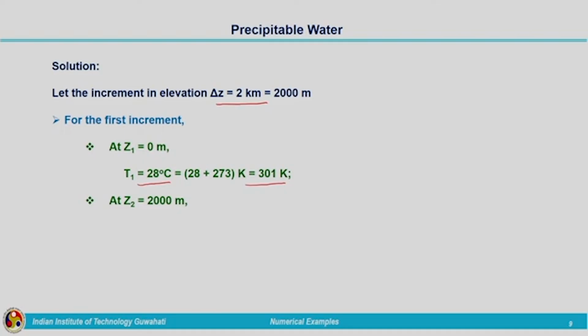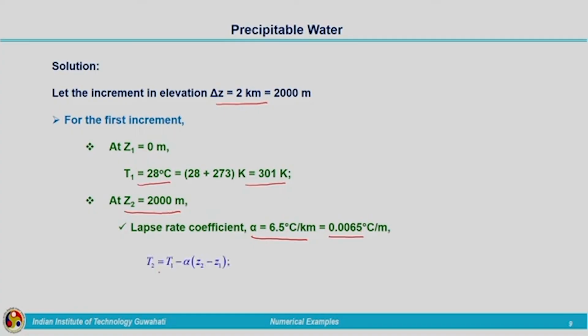Now, at Z2, what is our Z2? Z2 is 2000 meters above the ground surface. So, at Z2 we need to calculate temperature T2. We are having the lapse rate coefficient alpha is equal to 6.5 degree Celsius per kilometer. When it is converted in meters, it will be 0.0065 degrees Celsius per meter. So, T2 can be calculated by using the lapse rate equation.